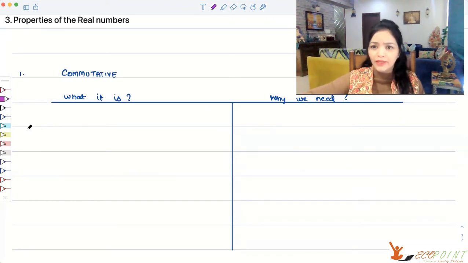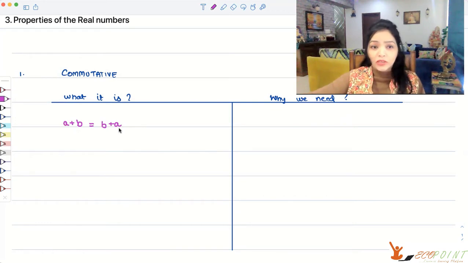Now, what do you mean by commutativity in real numbers? In real numbers, commutativity is a property that is satisfied with two operations: one, addition, and second, multiplication. So, when you add two real numbers, say A is one real number and B is another real number, whether you add A plus B or you take B plus A, it should not make any difference.